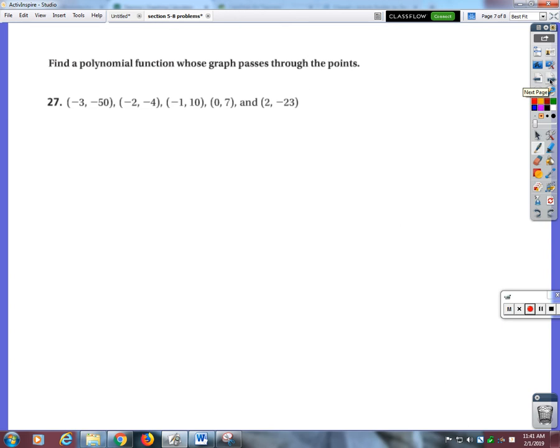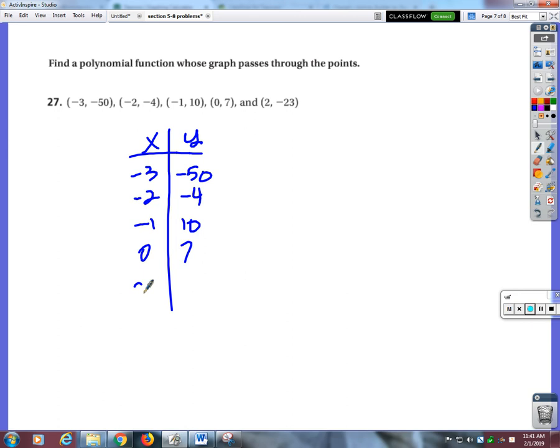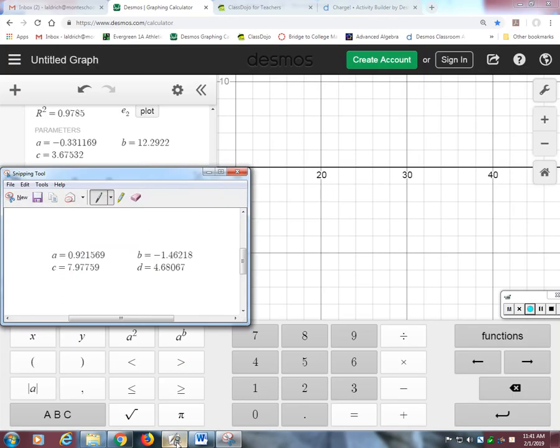Okay, so yeah, same thing, Peyton. I mean, we can make this into an XY table. -3, -50, -2, -4, -1, 10, 0, 7, and 2, -23. Okay, so you just type the x's into the x column. You type in the y's into the y column. Okay, tell me when you're ready. Do you have them written down? Okay, help me out, would you? It'll be a lot faster if we work together.